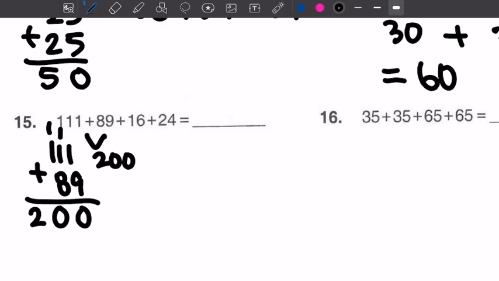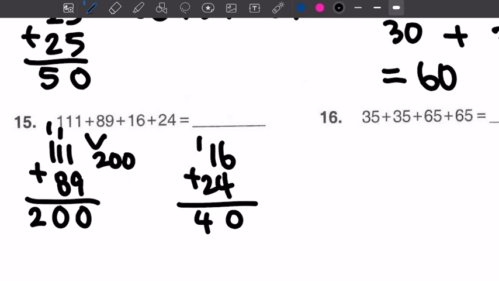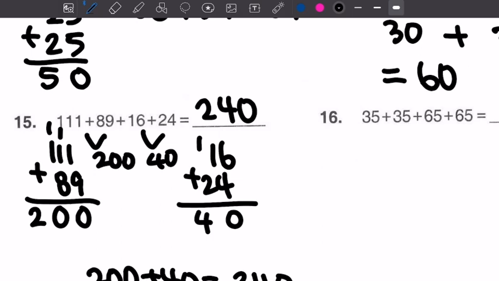Now we have 16 plus 24. 6 plus 4 is equal to 10. And so 1 plus 1 plus 2 is equal to 4. And so 16 plus 24 is equal to 40. And adding 200 and 40 together, we have 240. Therefore, 111 plus 89 plus 16 plus 24 equals 240.